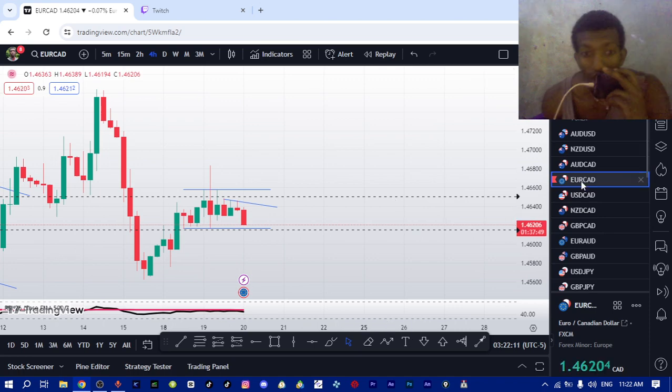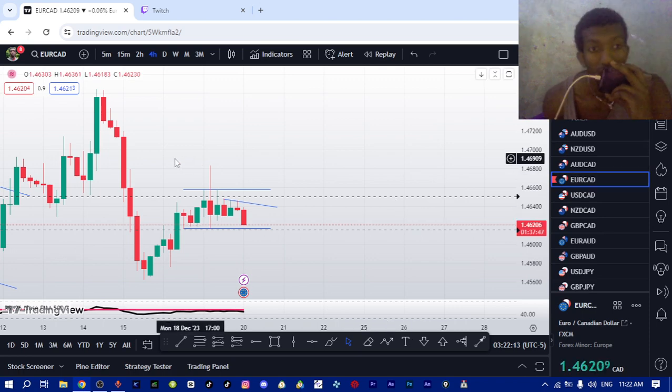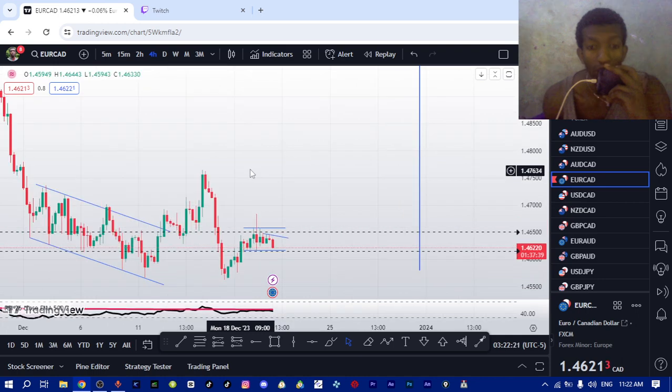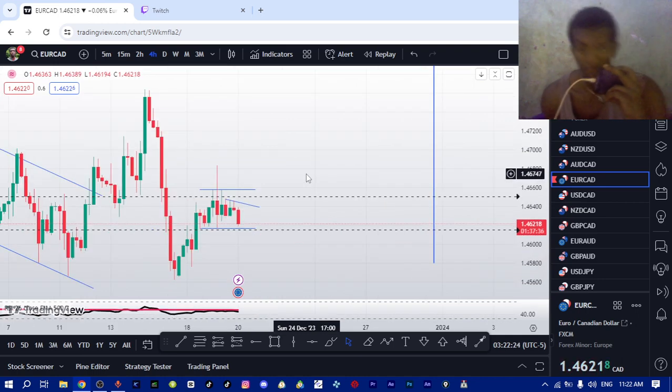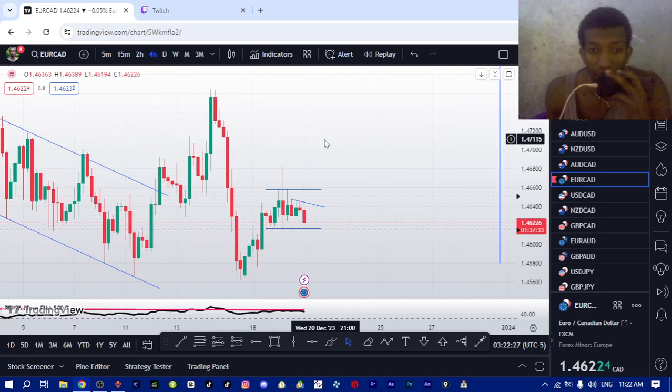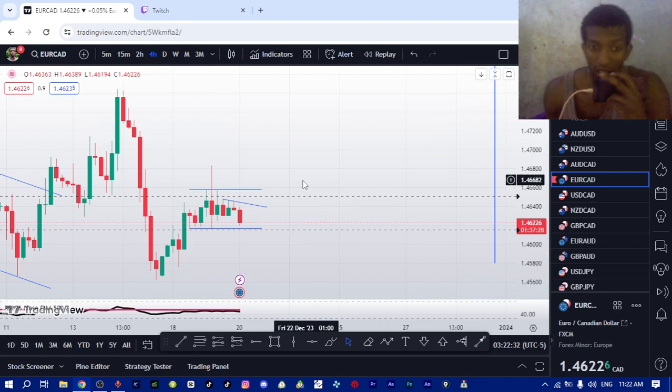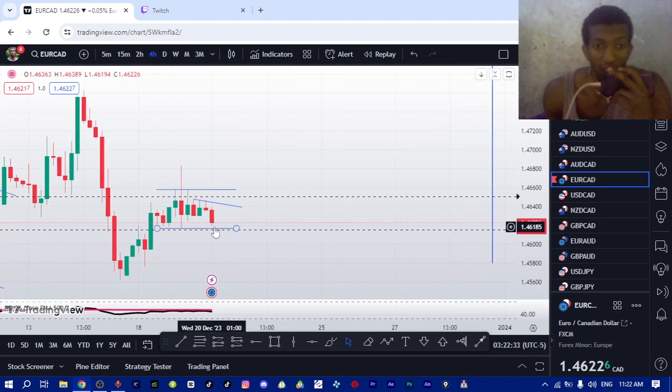The other one is intermarket analysis, which is telling us that the Canadian dollar is getting stronger. The Canadian dollar is relatively stronger now. So we'll be looking to sell the foreign currencies which are paired with the Canadian dollar, right? So I'm expecting this to break down and we'll be entering.